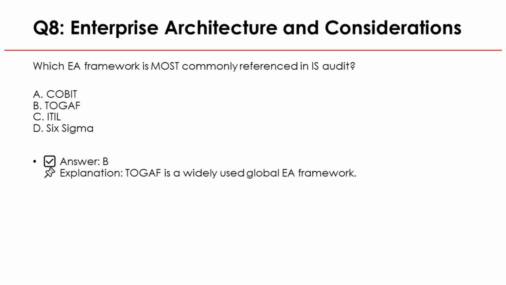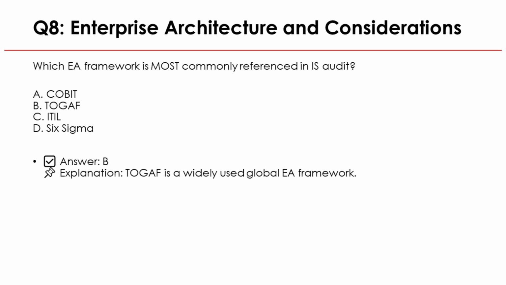Which EA framework is most commonly referenced in information system audit? Option A, COBIT, that's governance. Option B, TOGAF, correct, it's the global EA standard. Option C, ITIL, that's service management. Option D, Six Sigma, that's process improvement. Correct answer, B, TOGAF. Enterprise architecture is TOGAF, governance is COBIT, service is ITIL.